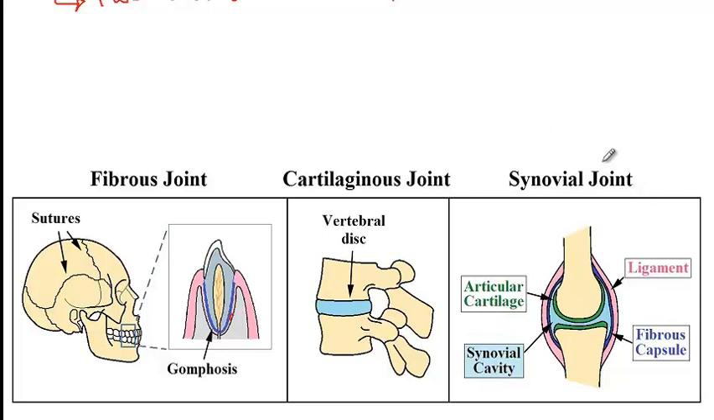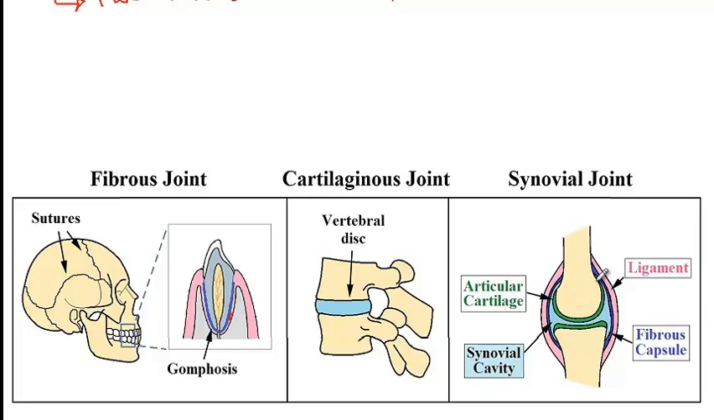And the components of synovial joints include the articular cartilage, which is shown here in green. So the articular cartilage covers the surface of the bones. The synovial cavity, which is shown here in blue color, is filled with a synovial fluid in order to lubricate the surface of these joints. Then we have a fibrous capsule, shown here in dark blue color, the function of which is to enclose the synovial cavity. And then finally we have ligaments that form the outer layer of fibrous capsule and hold the two bones together.